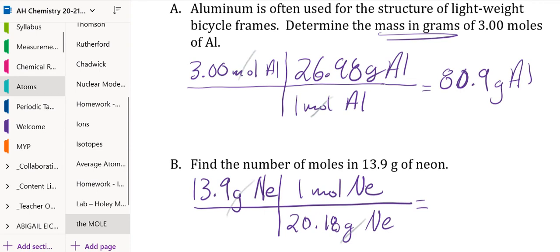How many significant figures should we have? 3. Okay, so what do we get? 0.69. That's 8, 9. Oh, yeah, 0. I forgot about that. And that's moles of neon. Very good.